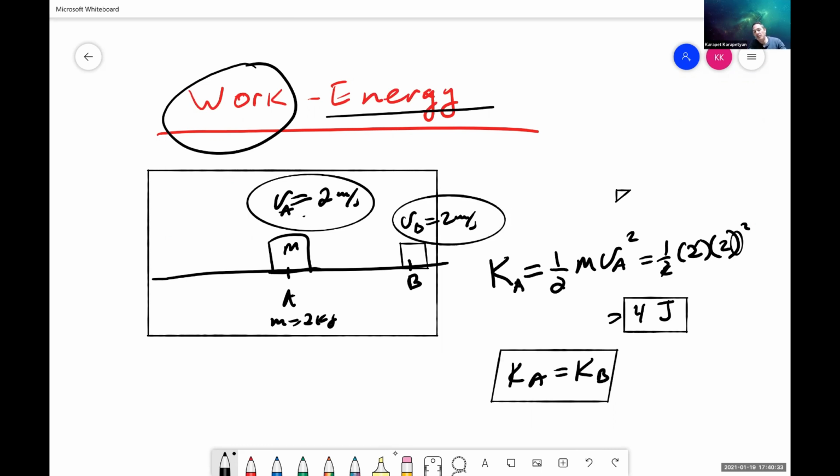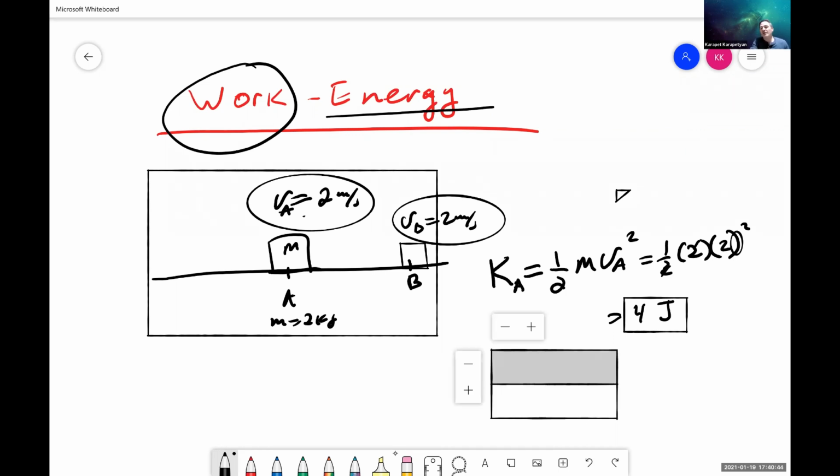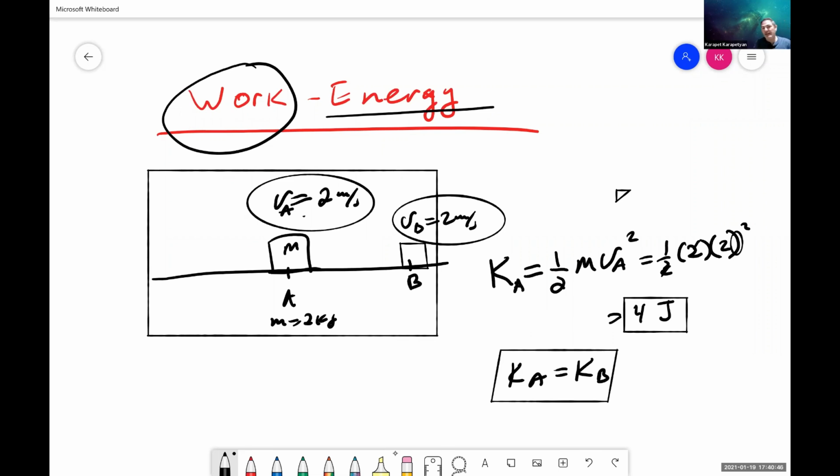Now, it's possible that between points A and B it would slow down and then speed up again. Everything is possible. But one thing we can say is that the object has the same speed before and after. Usually that's what we do in energy problems. We talk about two specific points, compare the energy at point A to the energy at point B, and then make some conclusions. If kinetic energy at points A and B are the same, that means the object has the same speed at those points.